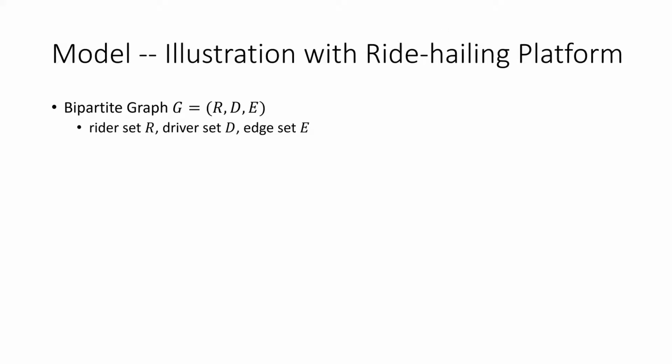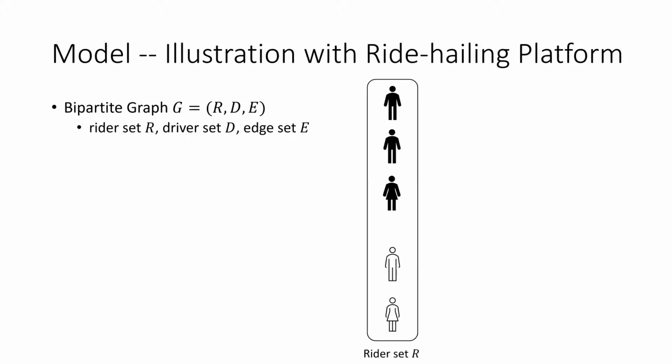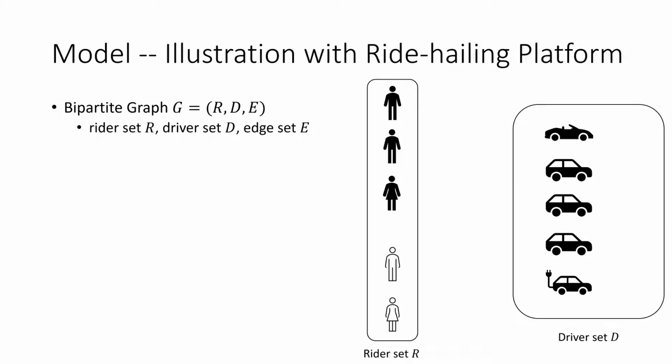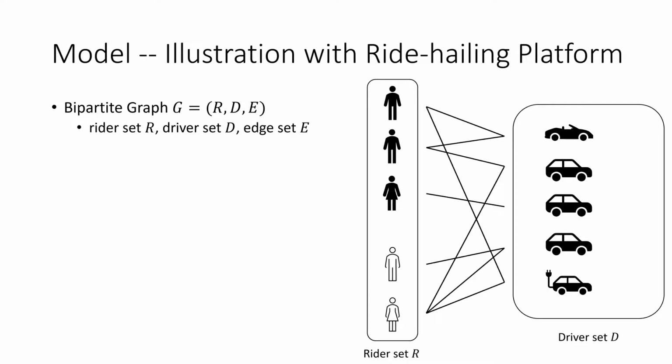First, let's introduce our model, and for simplicity, we will use the language of ride-hailing applications. Suppose we are given a bipartite graph. One side of the nodes corresponds to the riders, and the other side corresponds to the drivers. The edge between them denotes whether we can match a rider to a driver. Let's first consider the driver side. Each driver will be associated with a different weight.